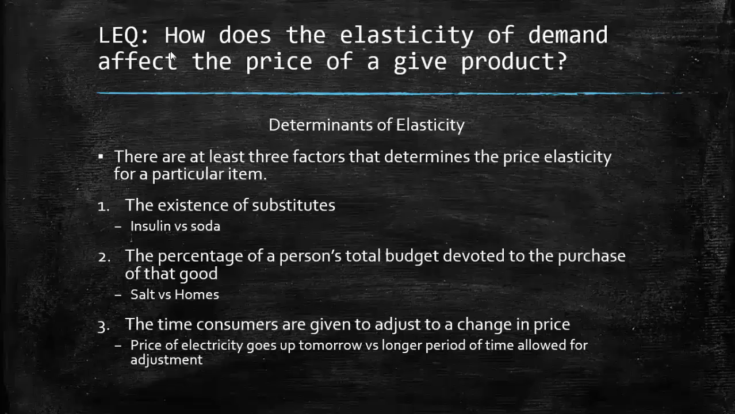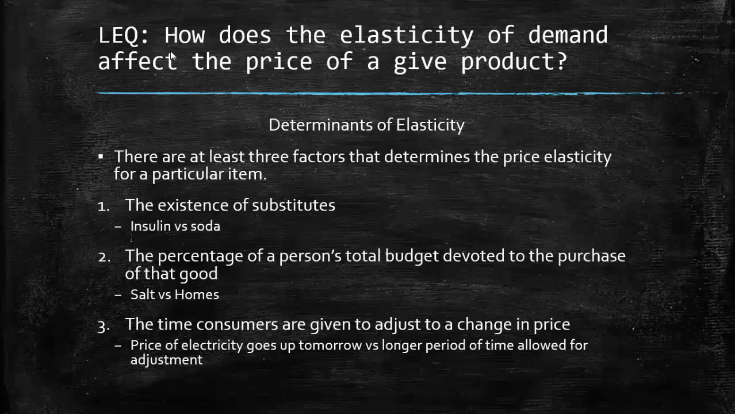So here we go. The most common, the one I'm going to use in class the most and one you'll be quizzed on the most, is the existence of substitutes. That is, the more substitutes available for a product, the higher that product's elasticity. Again, think cereal, shoes, things along that line. Soda has a ton of substitutes, whereas insulin, a medicine that diabetics need to stay alive, there are not many substitutes for that.